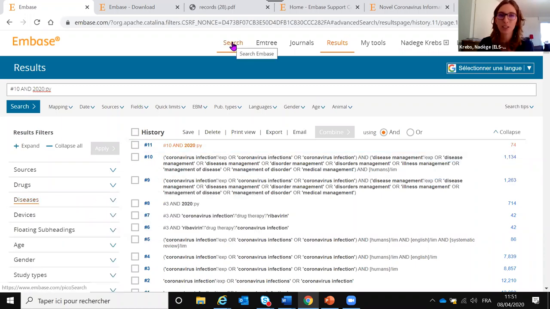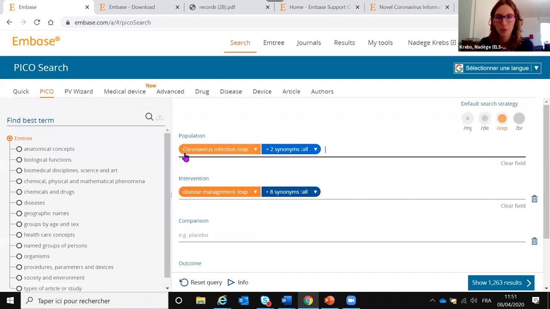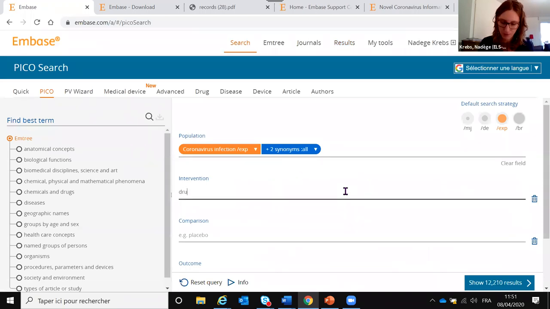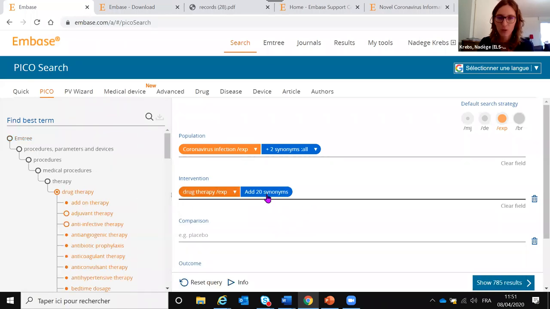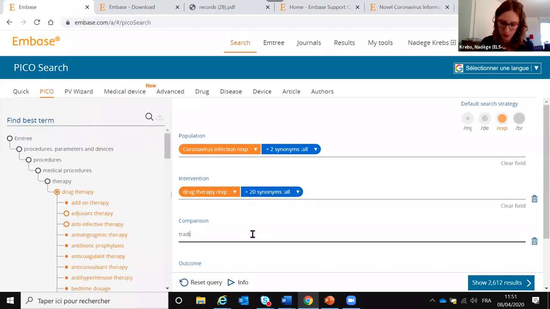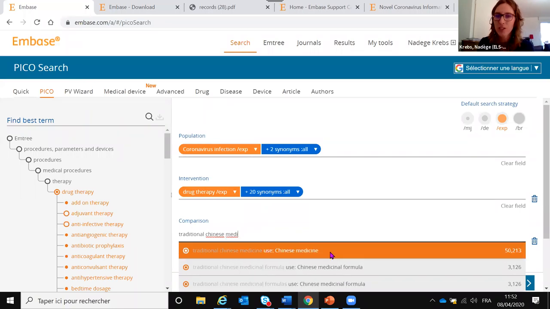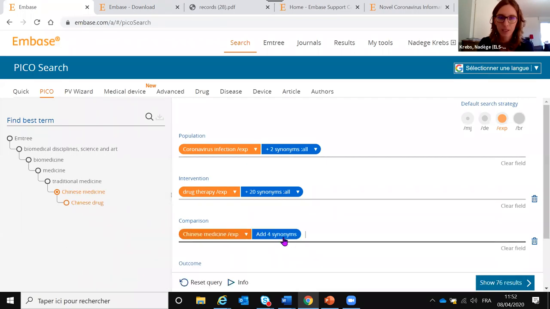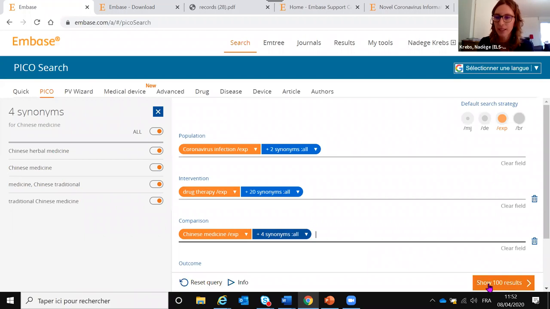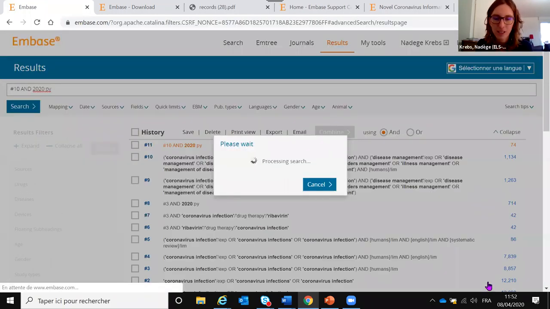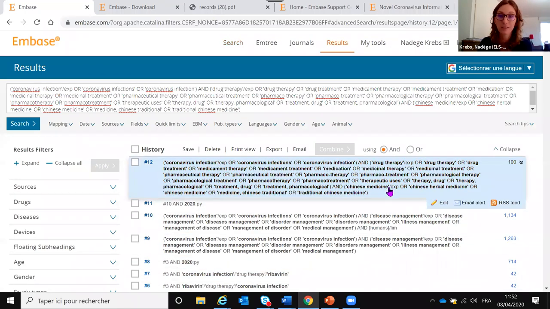So I have to go back and include the term Chinese medicine in the search. I go back to PICO and I'll keep coronavirus infection, yes. I'm not going to take disease management, but I want things about drug therapy. I explode, so I include those, I add the synonyms, and I also want traditional Chinese medicine. It says just call it Chinese medicine, and I use the synonyms. And I go to the results, so I see there are 100 references that talk about coronavirus infections and drug therapy and traditional Chinese medicine.